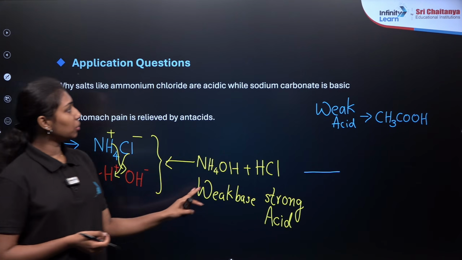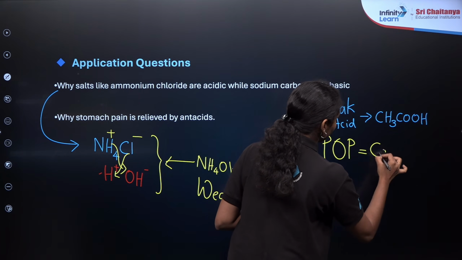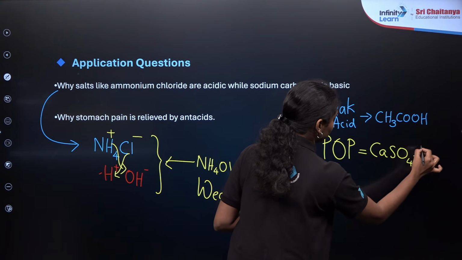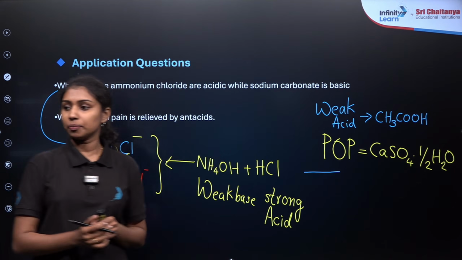Ankit, we have already mentioned the formula of plaster of Paris, right? POP is equal to CaSO4 dot half H2O. I hope you understand.